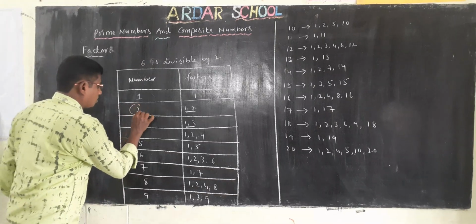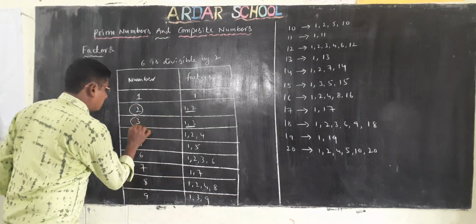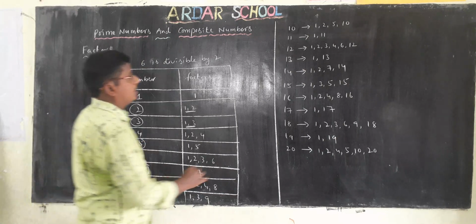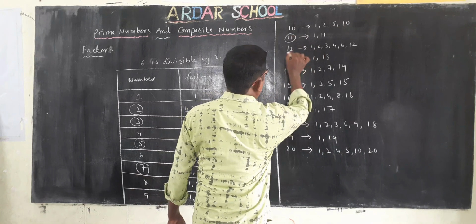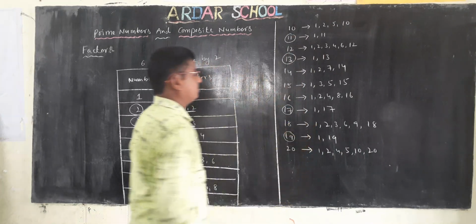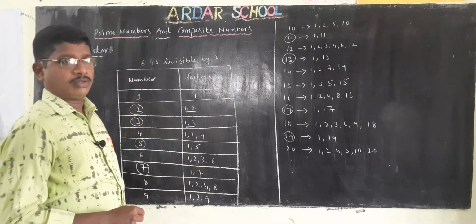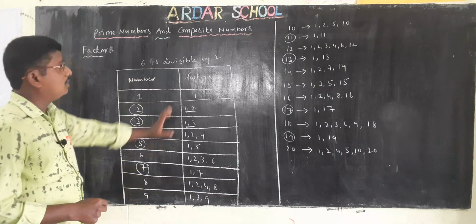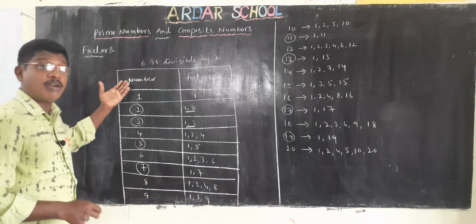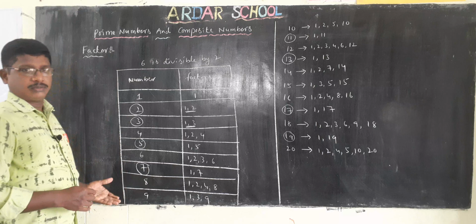For example, 2 has two factors, and 3 also, and 5, 7, 11, 13, 17, 19 and so on. These numbers have only two factors, so these numbers are called prime numbers. The definition of a prime number is: the numbers having only two factors are called prime numbers.